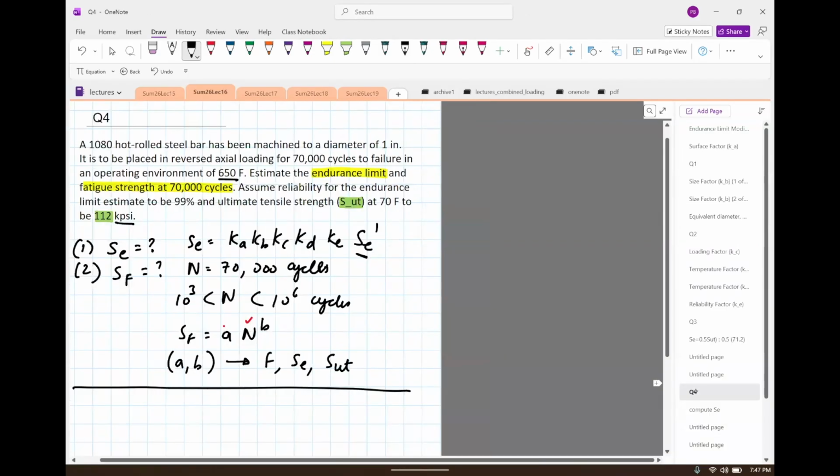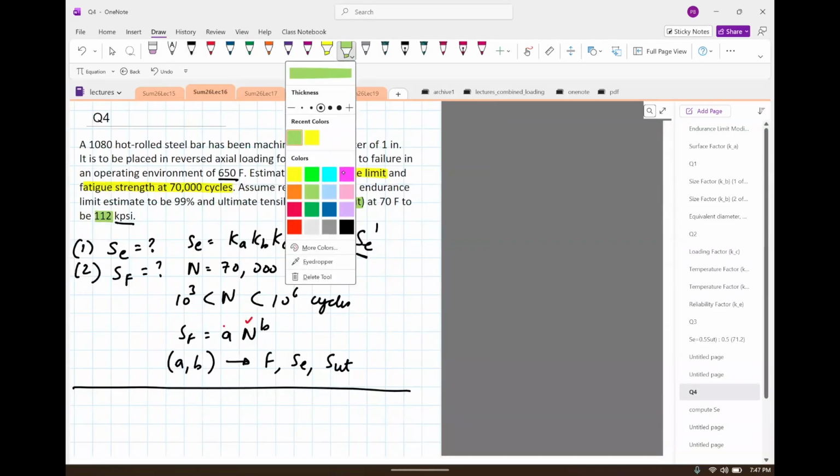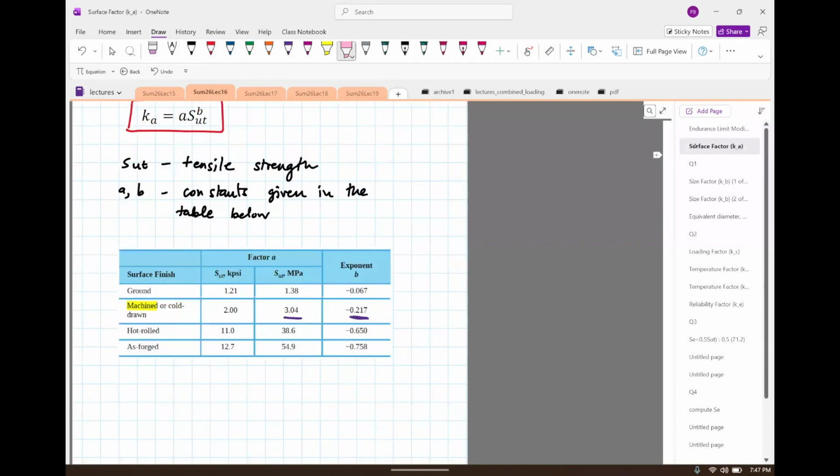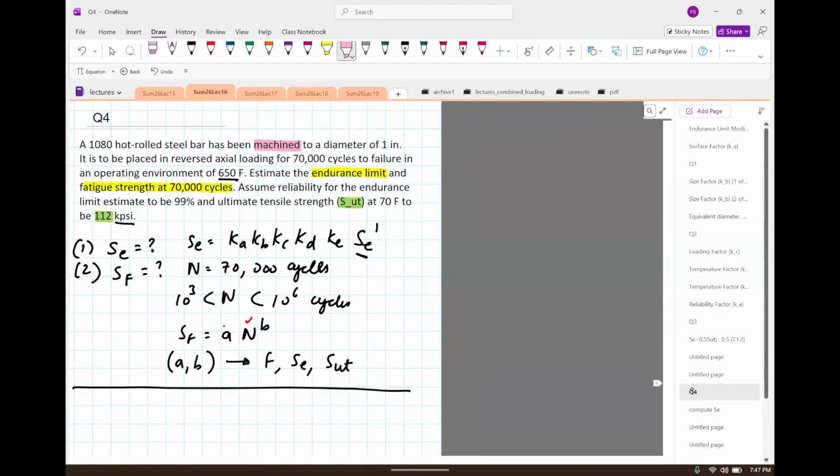So to get factor A, we need to figure out what the machining is. Machined to a diameter of 1 inch. So if it's machined, we have to use machined. Since it's kpsi, we'll use a factor of 2. Is it machined? Let me just check. Something else in my rule. Oh, sorry.